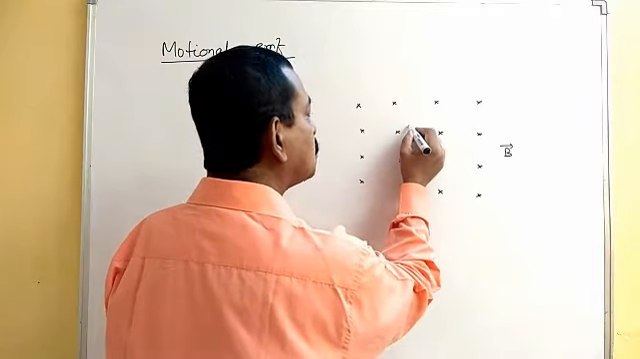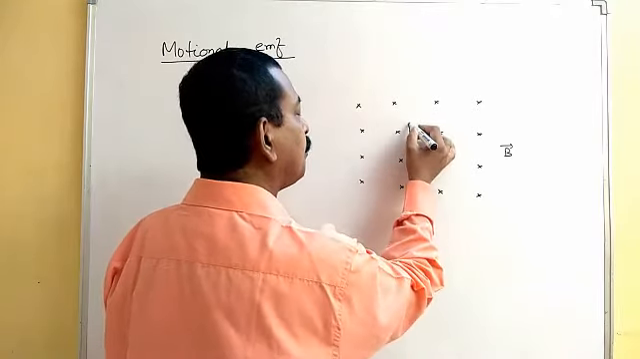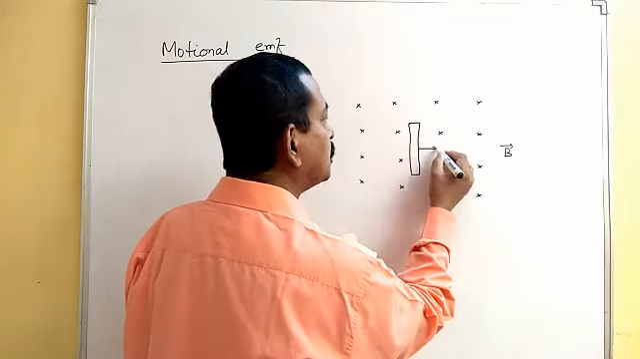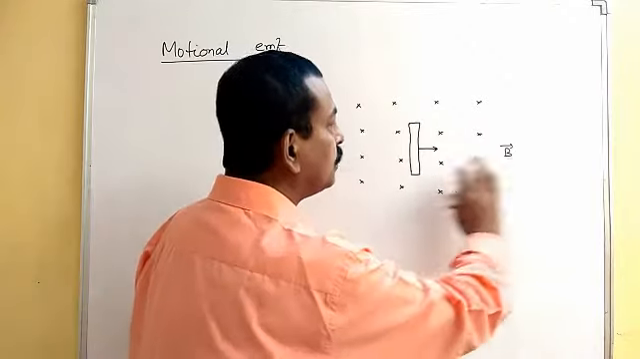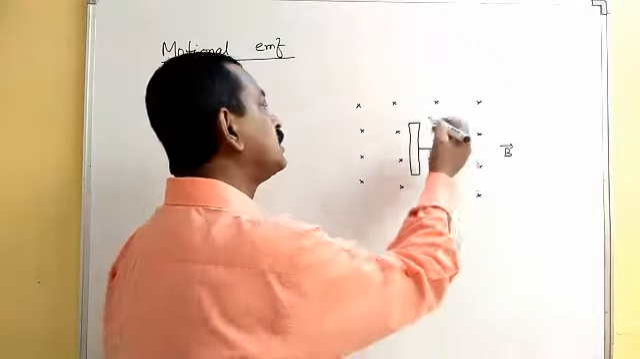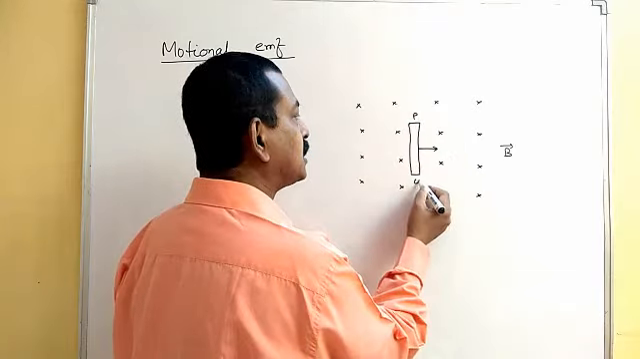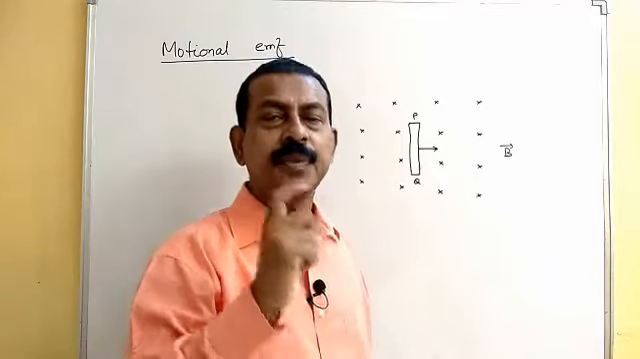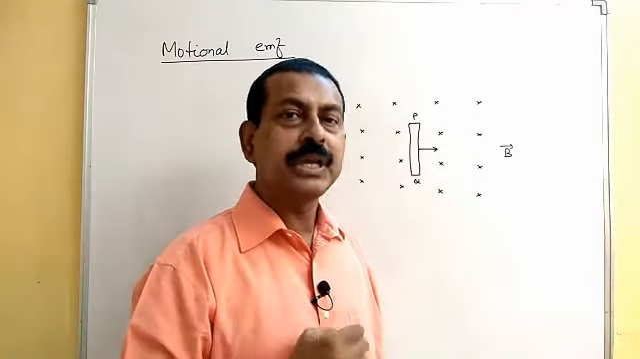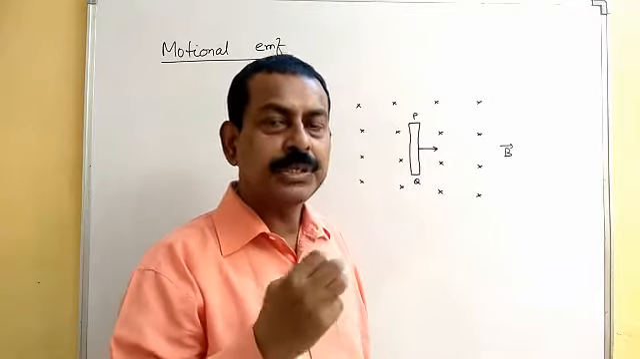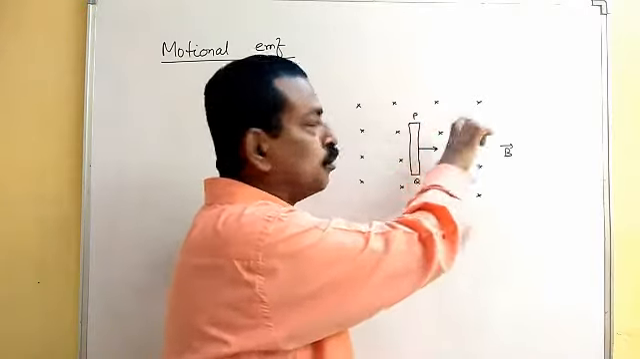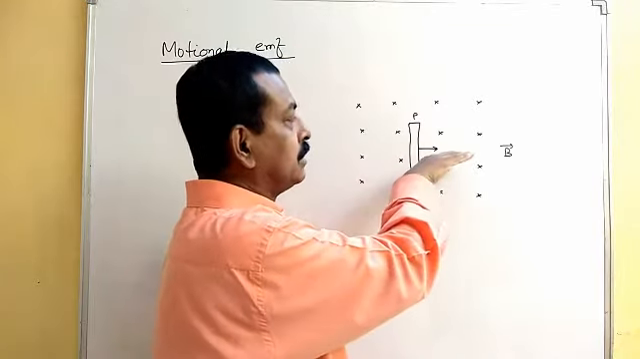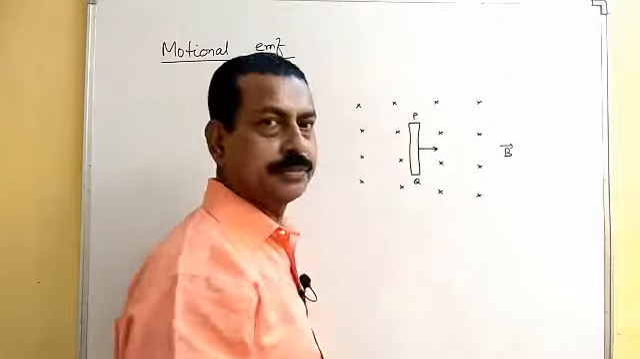Here we have, suppose, a rod, and this rod is being moved in this region, say from left to right. Suppose this end we call P and this end is Q. If this is a conducting rod, it will have free electrons. As the rod is being moved, the free electrons are also in motion, so they will move in the direction of the motion of the rod.